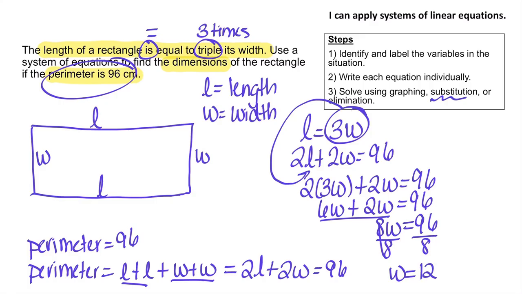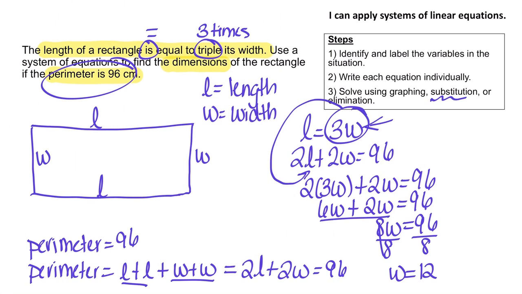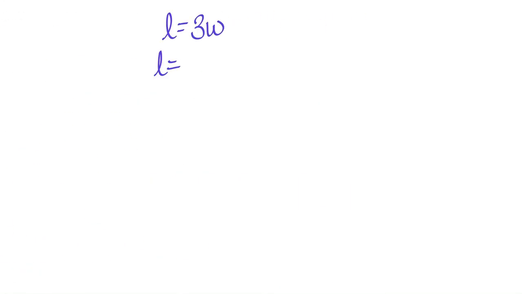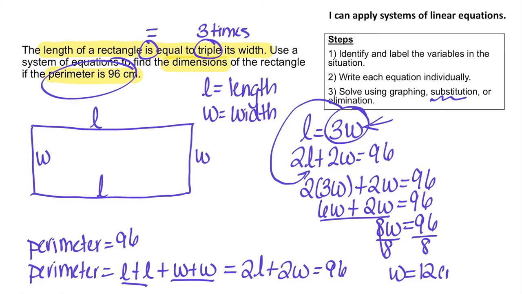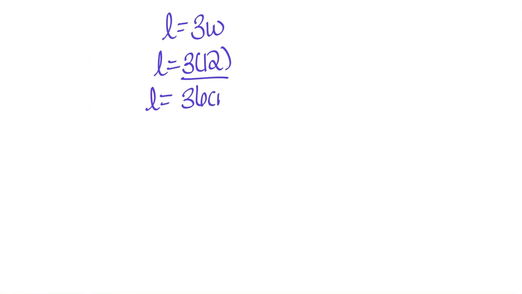Okay, so 12 is the width. Now we need to figure out the value of the length. I'm just going to use this equation, L equals 3W. So I have L equals 3W, and I'm going to plug in W equals 12. So I have L equals 3 times 12, which is 36. That means my width is 12 centimeters, because that is the unit I had in my problem, and the length is 36 centimeters. Those are the 2 dimensions of the rectangle in the problem.